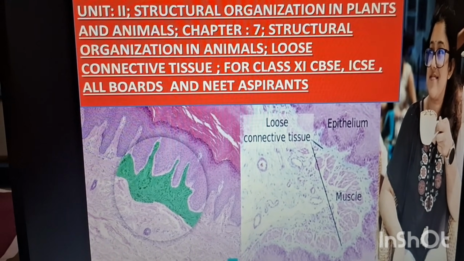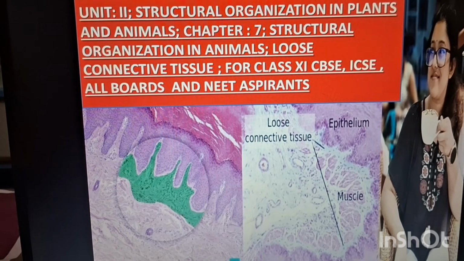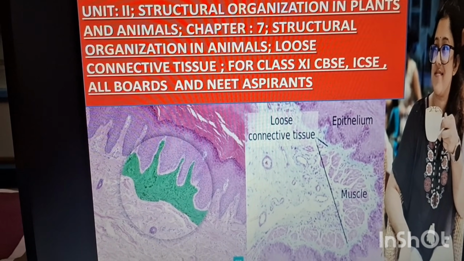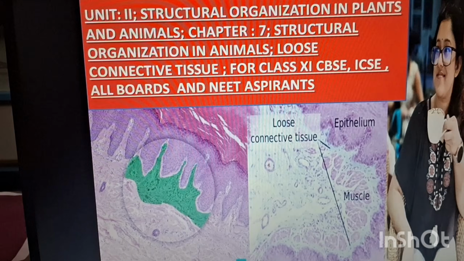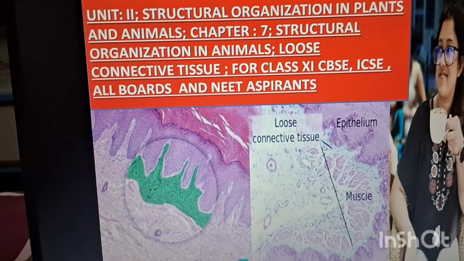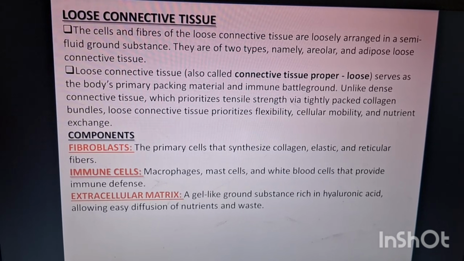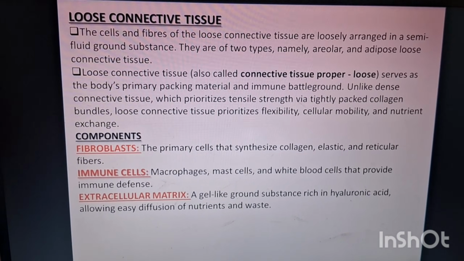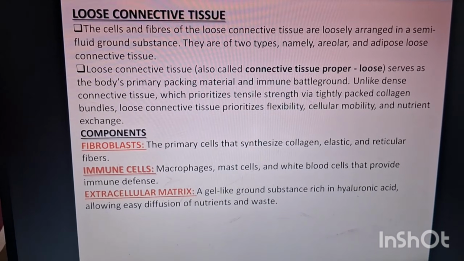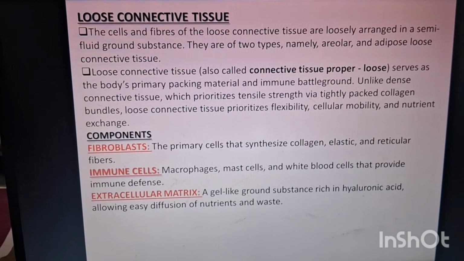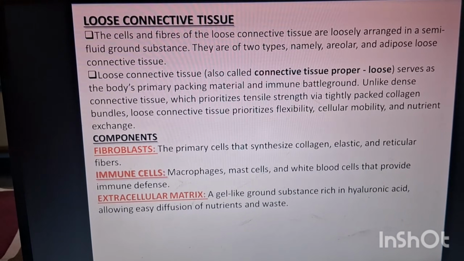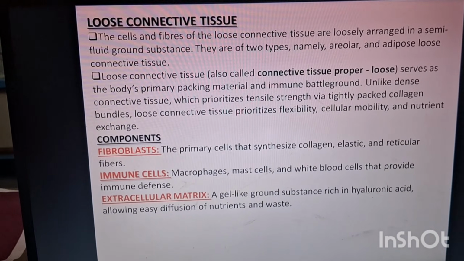Unit 2, Structural Organization in Plants and Animals. Chapter 7, Structural Organization in Animals. Today I will discuss the loose connective tissue. Introduction. The cells and fibers of the loose connective tissue are loosely arranged in a semi-fluid ground substance. They are of two types, namely areolar and adipose loose connective tissue.